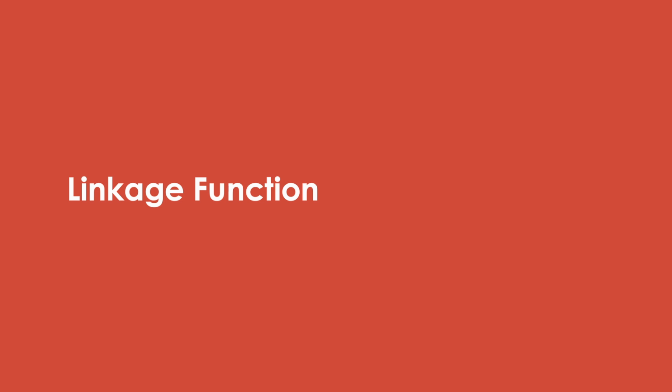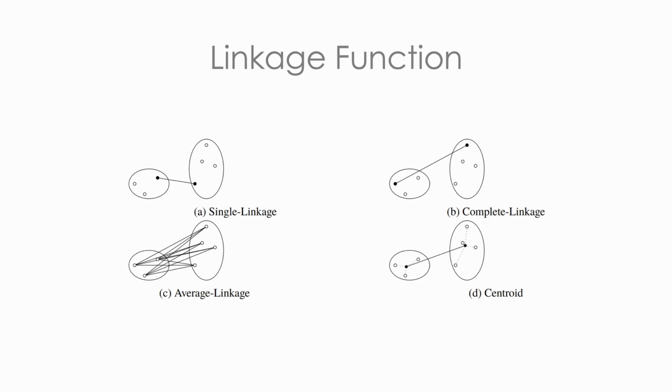Let's have a look at four common linkage functions. The first linkage method is the single linkage function. This method measures the distance between two clusters as the shortest distance between any two objects in those clusters. You search for the two closest objects, one from each cluster, and use the distance between them as the distance between the two clusters.